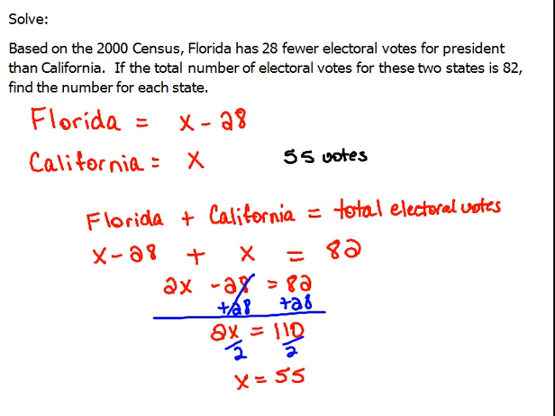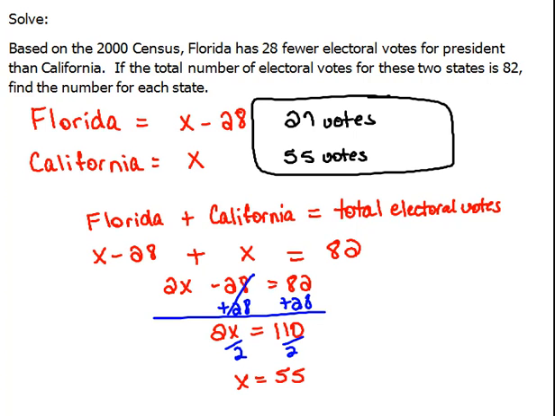Or California, rather. We can find the votes that Florida has by now subtracting 28 from that. So that will be 27 votes. This is our final answer. Florida 27, California 55. We always have to make sure that we go back, reread the problem, and make sure that our answer makes sense. Make sure that we don't have to go an additional step further.